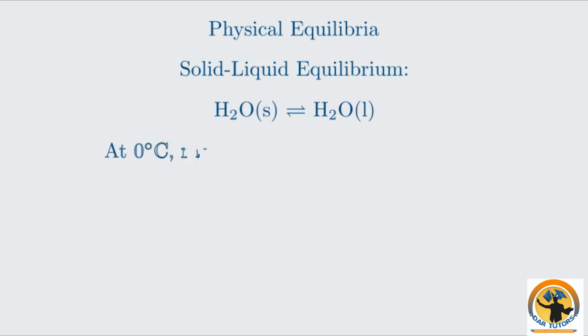We've covered chemical equilibria. Now let's quickly review physical equilibria. These involve a physical process, like a phase change, reaching a state of dynamic balance. The classic example is the melting and freezing of water at 0 degrees Celsius. At the melting point, solid ice and liquid water can coexist in equilibrium. The rate at which ice is melting is equal to the rate at which water is freezing.